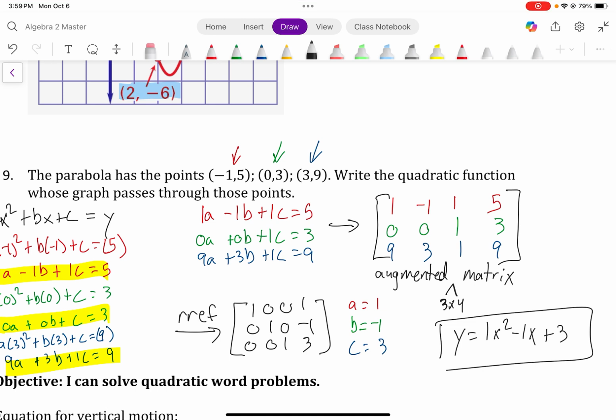This is the longest process for if you have to find the equation of a parabola given ordered pairs.